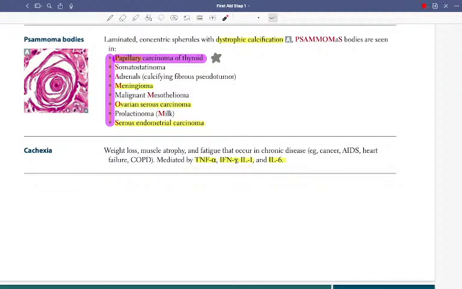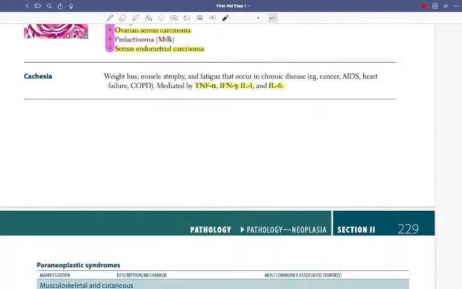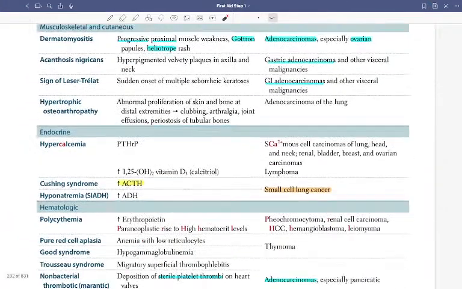TNF alpha, interferon gamma, interleukin 1, interleukin 6. Cachexia is caused by TNF alpha, interferon gamma, interleukin 1 and 6. Okay, 1 and 6. Paraneoplastic syndrome.